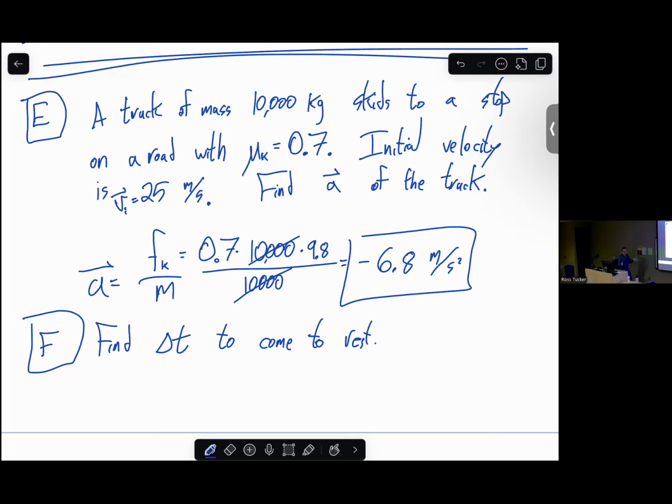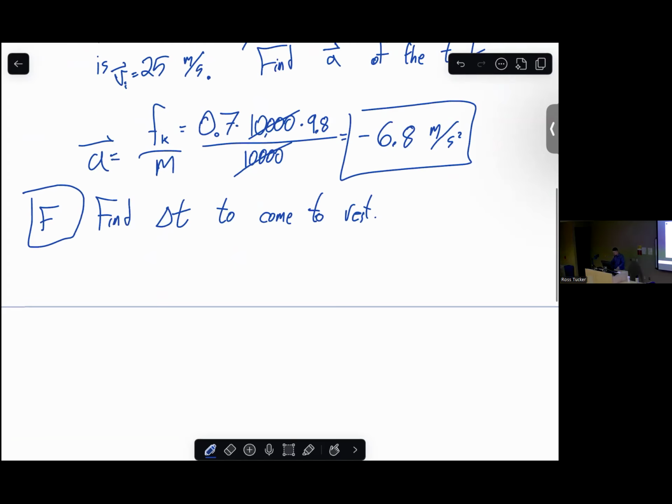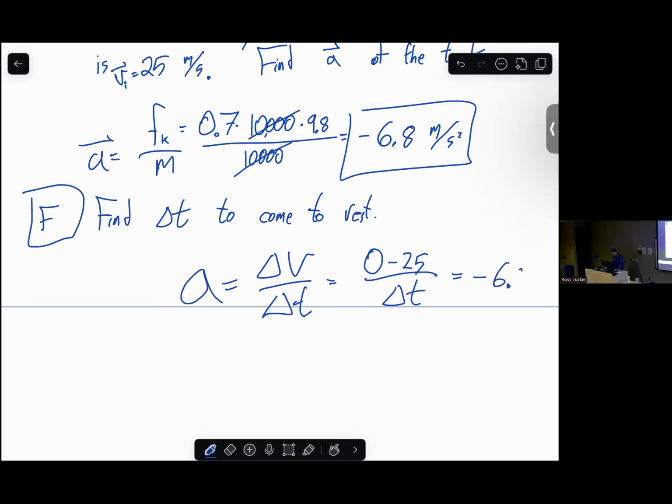Okay, so here's how to solve for time in this equation. I write down the defining equation for acceleration. Acceleration is defined as the rate, that is to say the fraction, involving change in velocity over change in time. What is the change in velocity? If I start at 25 and I end at 0, final minus initial, over the unknown that I want equals what? Equals acceleration, which we just solved up there, negative 6.8.